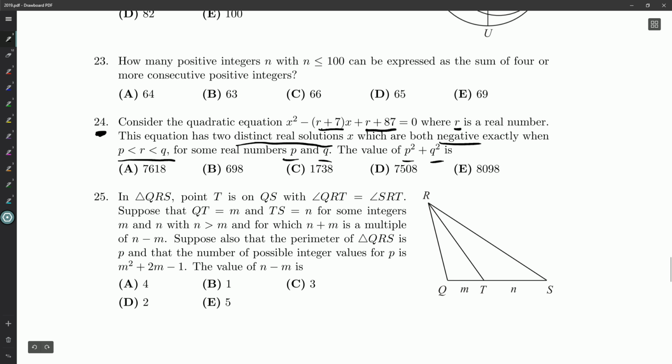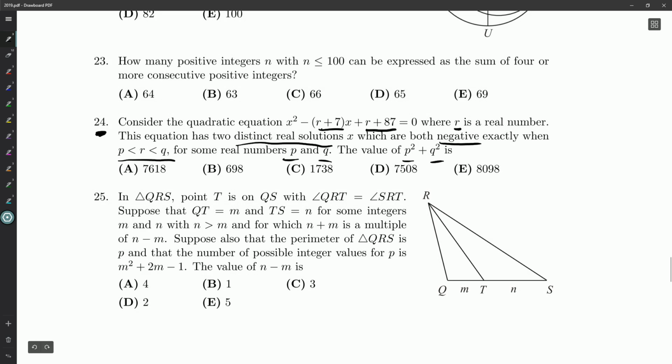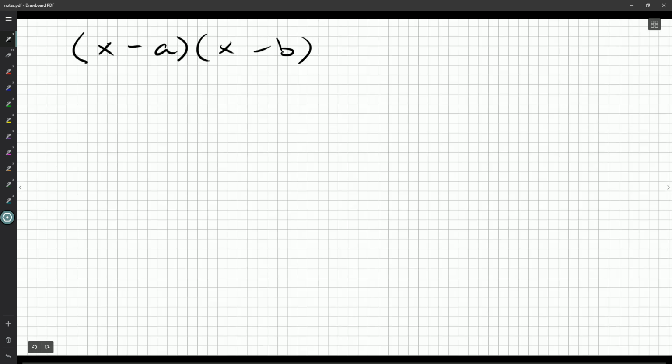Okay, so there's two important things they're telling me: two distinct real solutions and both negative. You can approach whichever one you want first, but you will need to consider both. So if I have a quadratic with two negative numbers for my roots, and we do have a leading coefficient of 1 here, so that's why I can write it as (x minus a)(x minus b). Now, let's say a and b are my roots, and they're negative numbers. So we'll keep in mind a and b are negative.